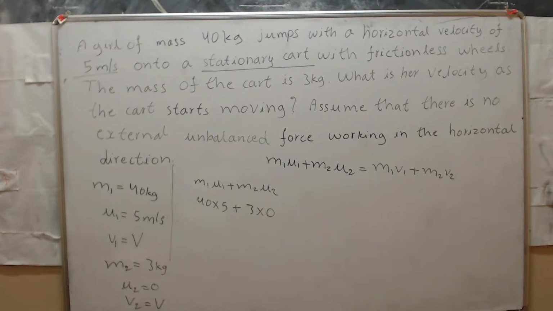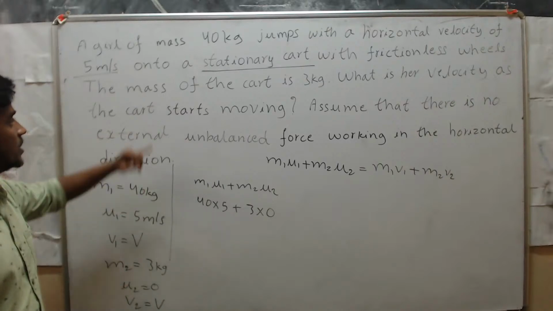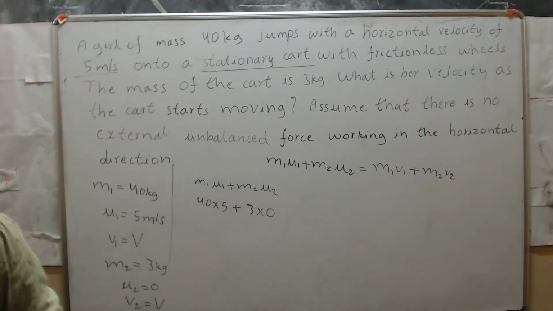Annapurna: Sir, what is meant by u? U means initial velocity. Here u1 is the initial velocity of the girl and u2 is the initial velocity of that cart.